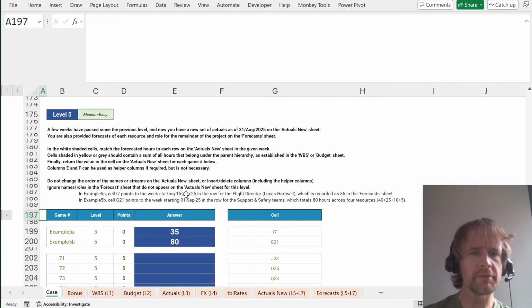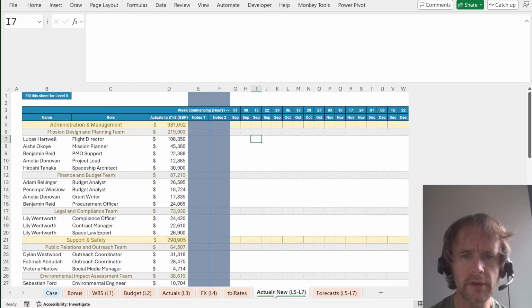Level 5. A few weeks have passed since the previous level, and now you have a new set of actuals as of the 31st of August 2025 on the actuals new sheet. You are also provided forecasts of each resource and a role for the remainder of the project in the forecast sheet. The white shaded cells match the forecasted hours. What? In the white shaded cells, match the white shaded cells? Over here, I guess. Got it, yes.